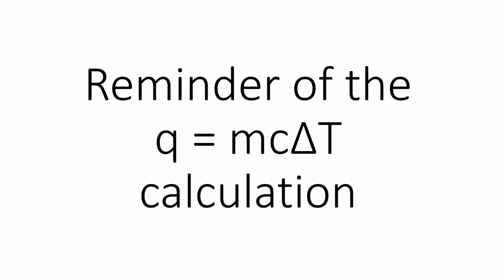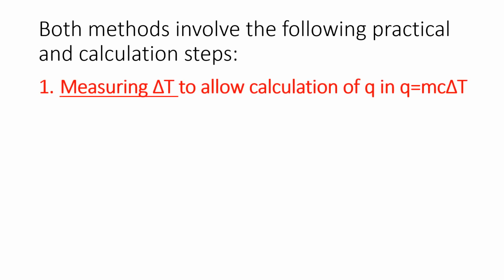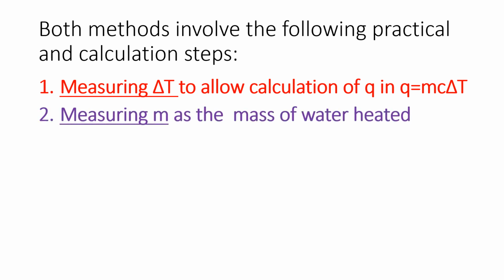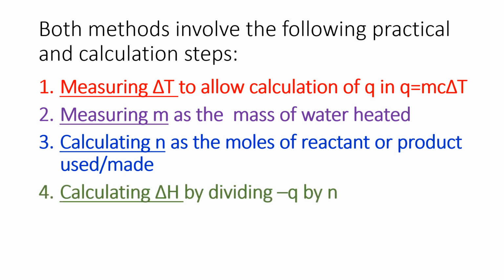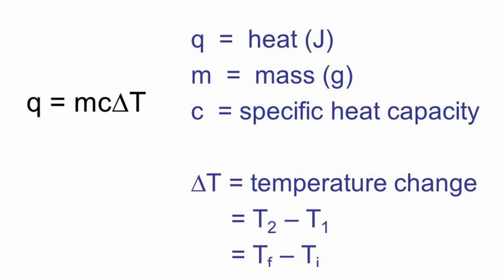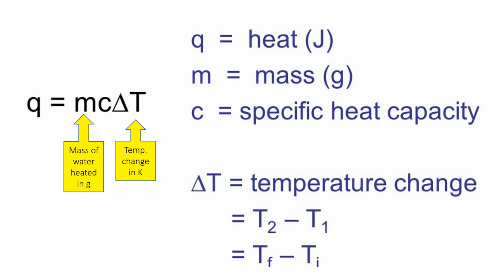So reminding you of the Q equals mc delta T calculation, both methods will involve the following practical and calculation steps. So you measure delta T to allow calculation of Q in Q equals mc delta T. You measure m as the mass of water heated, so 1 centimeter cubed of water is 1 gram. Then you calculate n as the number of moles of reactant or product being used or made. And you finally calculate delta H by dividing minus Q by n. So Q equals mc delta T has m as the mass of the water heated, delta T as the temperature change in Kelvin, and the heat change in joules that falls out of that is Q.